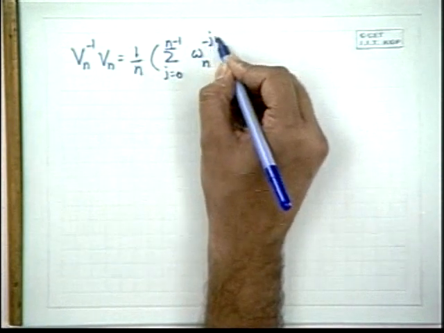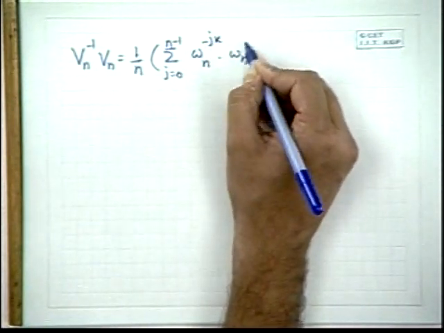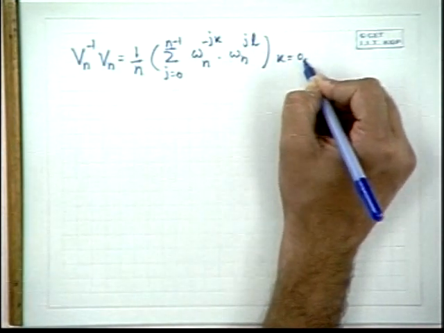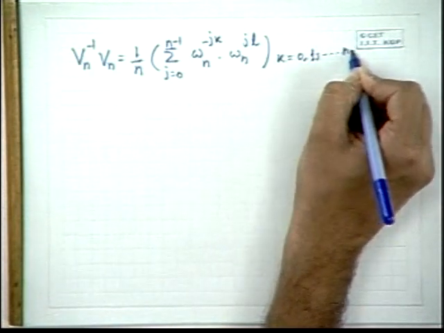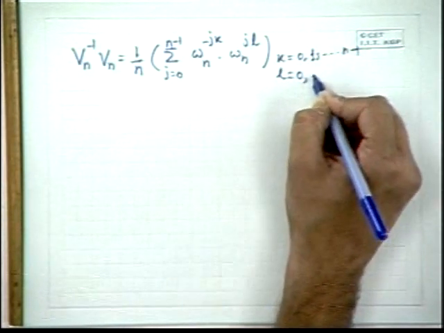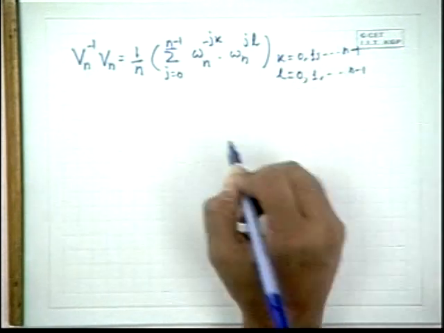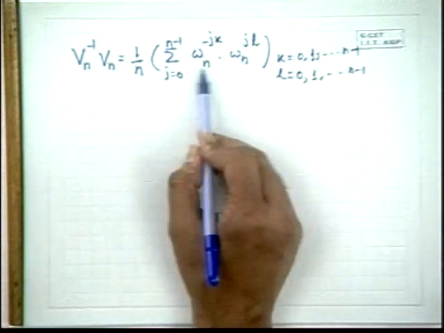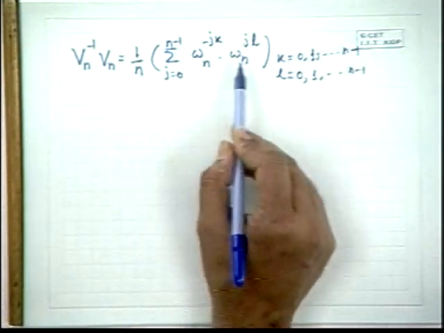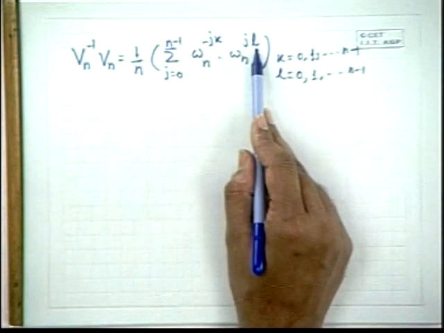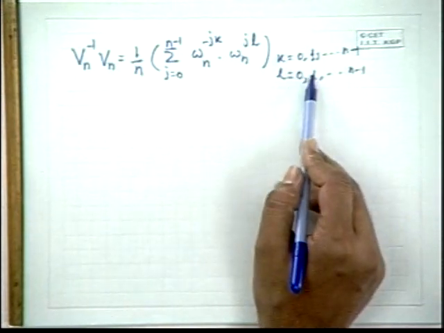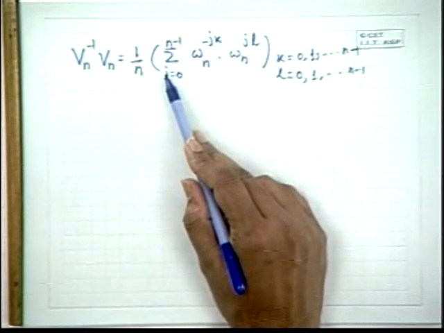Wn minus jk times Wn jl, where k is running from 0, 1 up to n minus 1, and l is running from 0, 1 up to n minus 1. This is just a matrix multiplication. You write matrix multiplication for each entry like this. You take the row of one matrix and multiply it with the column of another matrix. The row number is given by k here, the column is given by l here, and k and l are varying like this, which gives you all the entries of Vn inverse Vn.